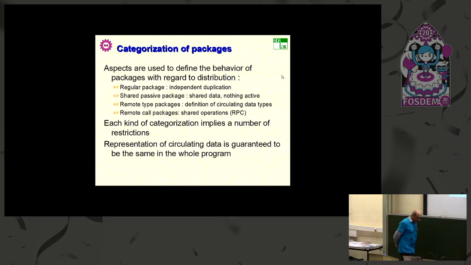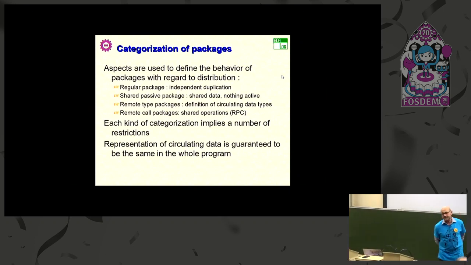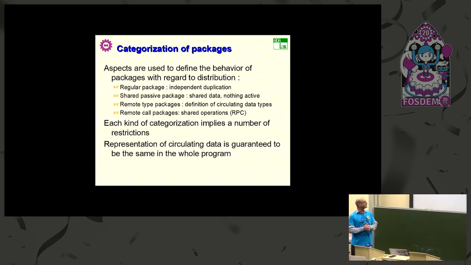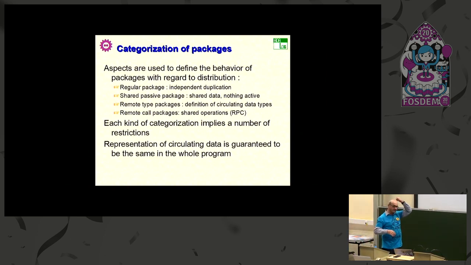So, of course, not all data can circulate on a network. A task or a pointer would be hard to exchange; that would not be possible, or it would be meaningless. So you need to have some restrictions. So the idea is you have a number of aspects that define how a package will behave regarding distribution. I won't go into too many details, but just to mention, you have a regular package that has no categorization. These are called categorization aspects. Without categorization, the packages are duplicated, so they are independent. If you have a variable in a package in a partition, that variable is not related to the same variable, with the same name, in another partition.